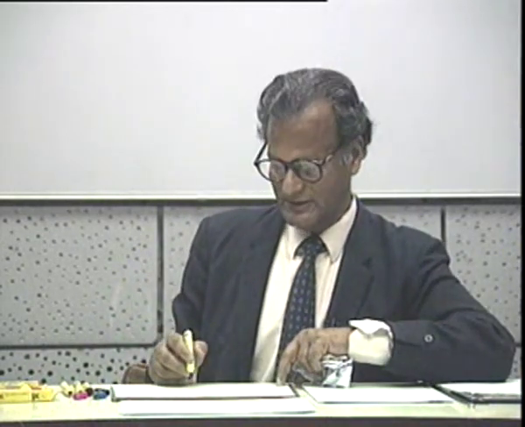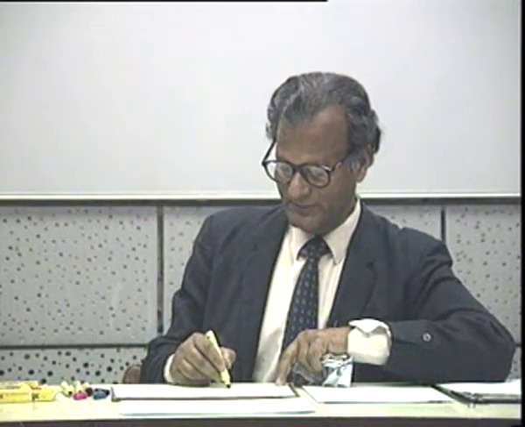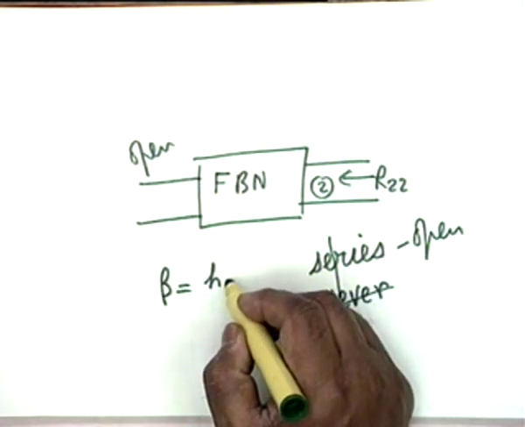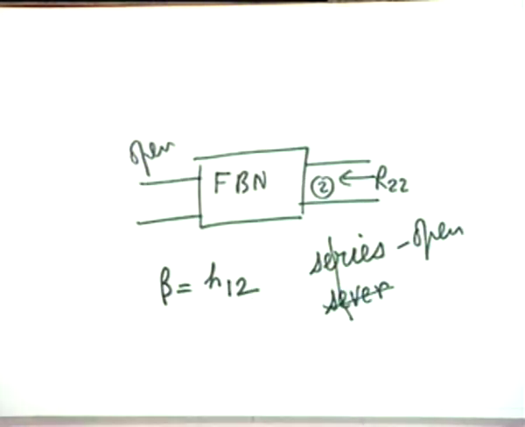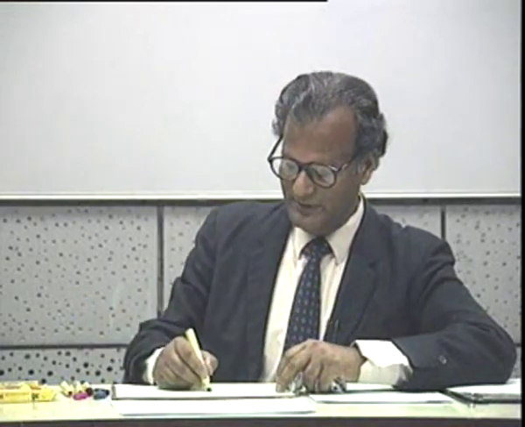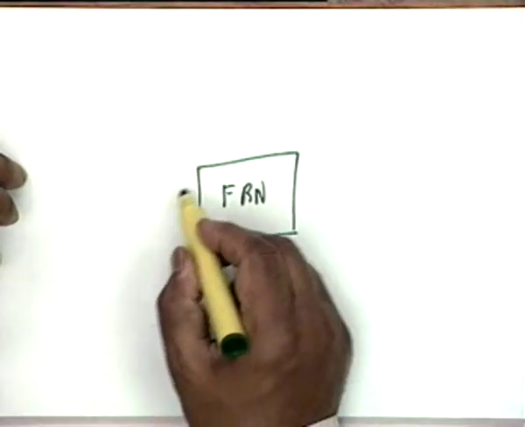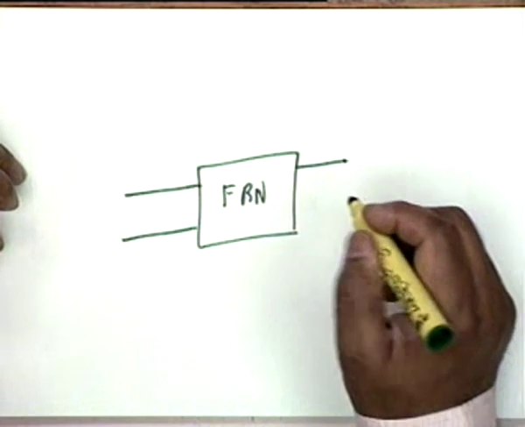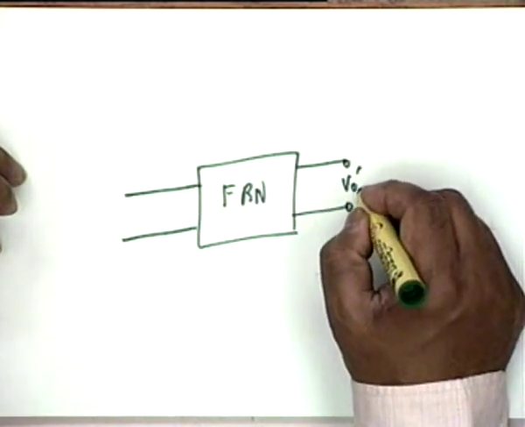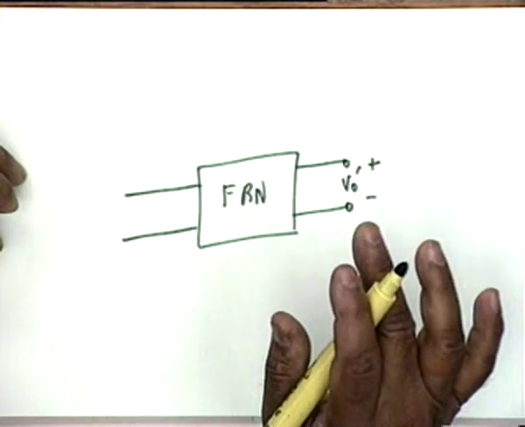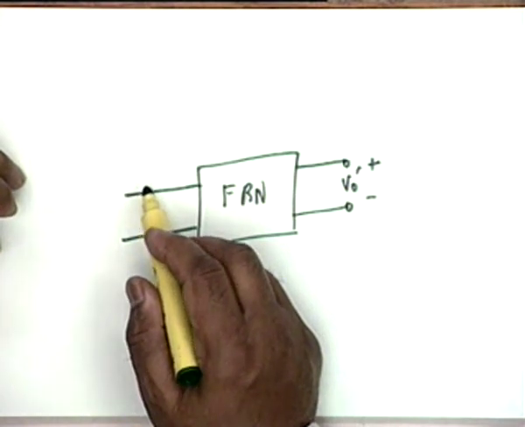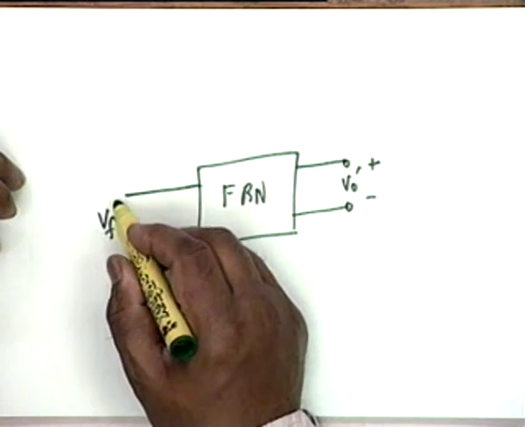Finally, the beta network, how do you find the beta network? What is the identification of beta in this case? Beta is the same as H12, which means that for the feedback network, you have to apply a voltage or a current. Voltage. You apply a voltage V0 prime, and then would you keep this open or short? Open, and measure what? The voltage. We call this VF prime.